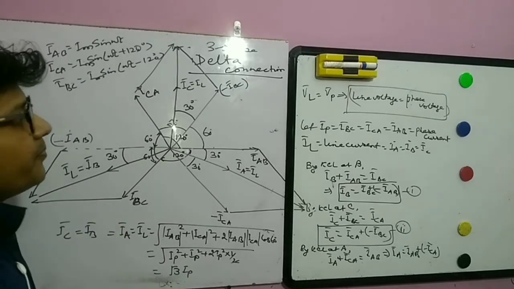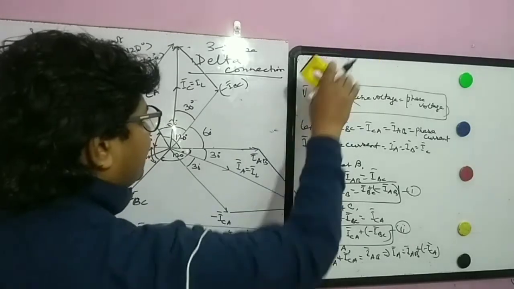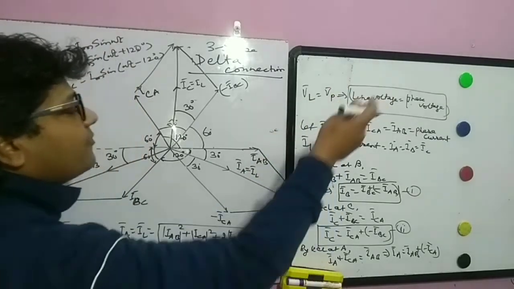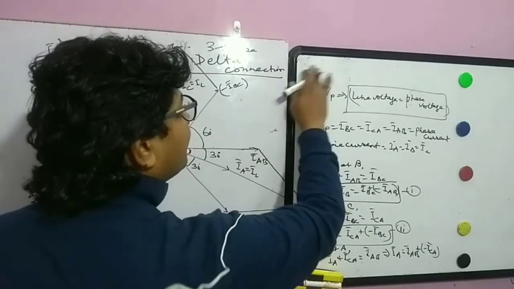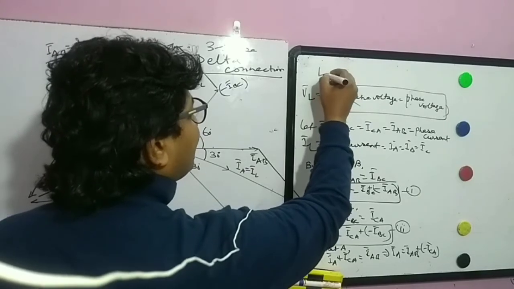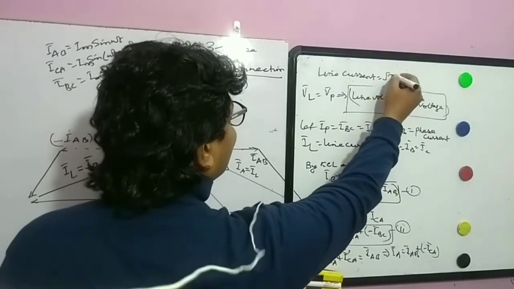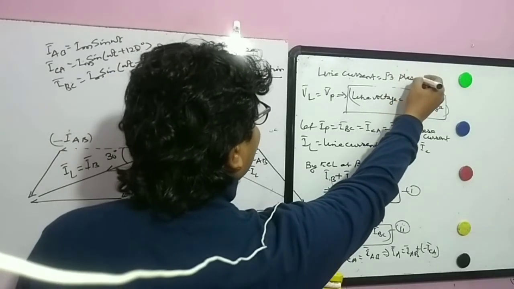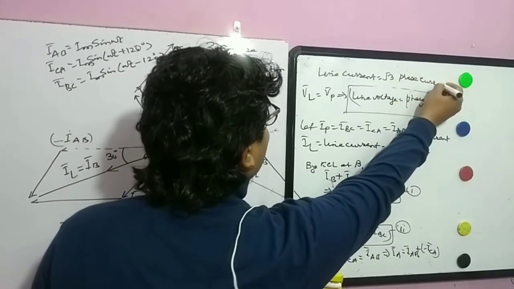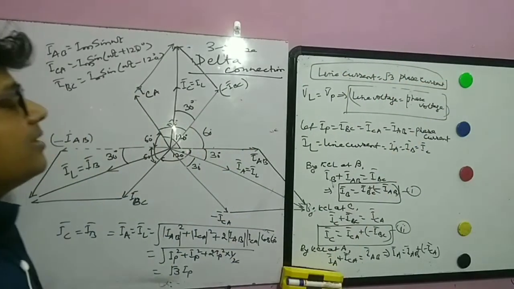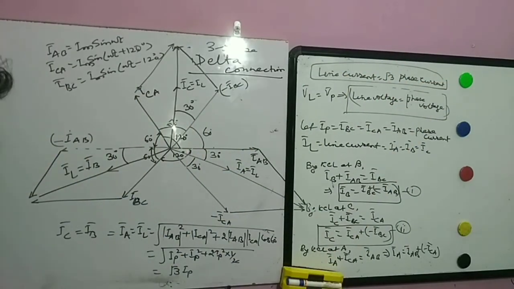So what is the conclusion here? We can conclude here that line voltage is equal to phase voltage, and line current is equal to root 3 times phase current. So this is the outcome of delta, that line current is equal to root 3 times phase current.